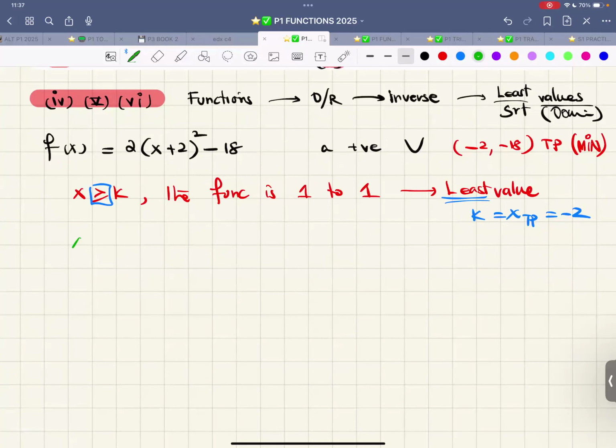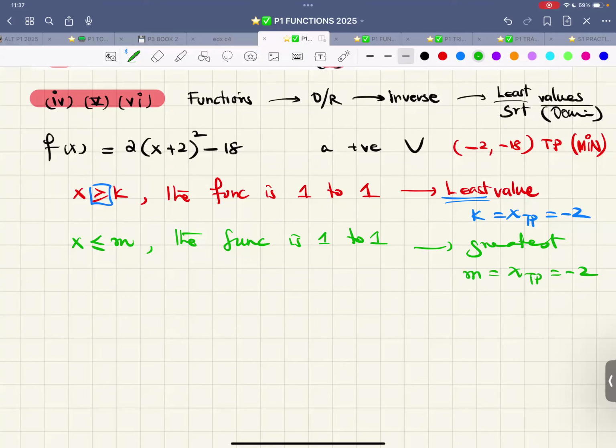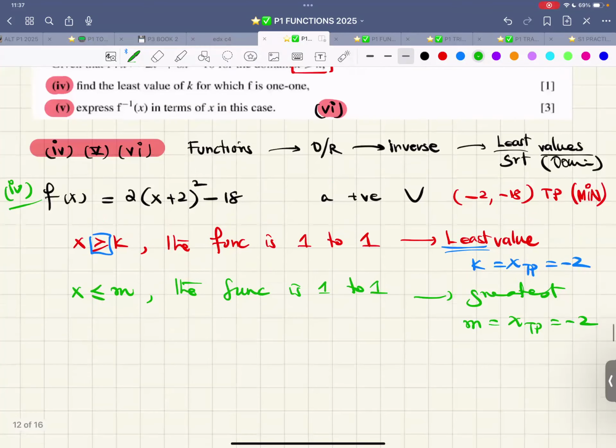If they would have written this question like this, for x is lesser than or equal to m, the function is 1 to 1, this part I'm writing it myself, find the greatest value of this constant m. So m would be the x coordinate of the turning point, that is negative 2. So this is part 4, that is done and dusted.